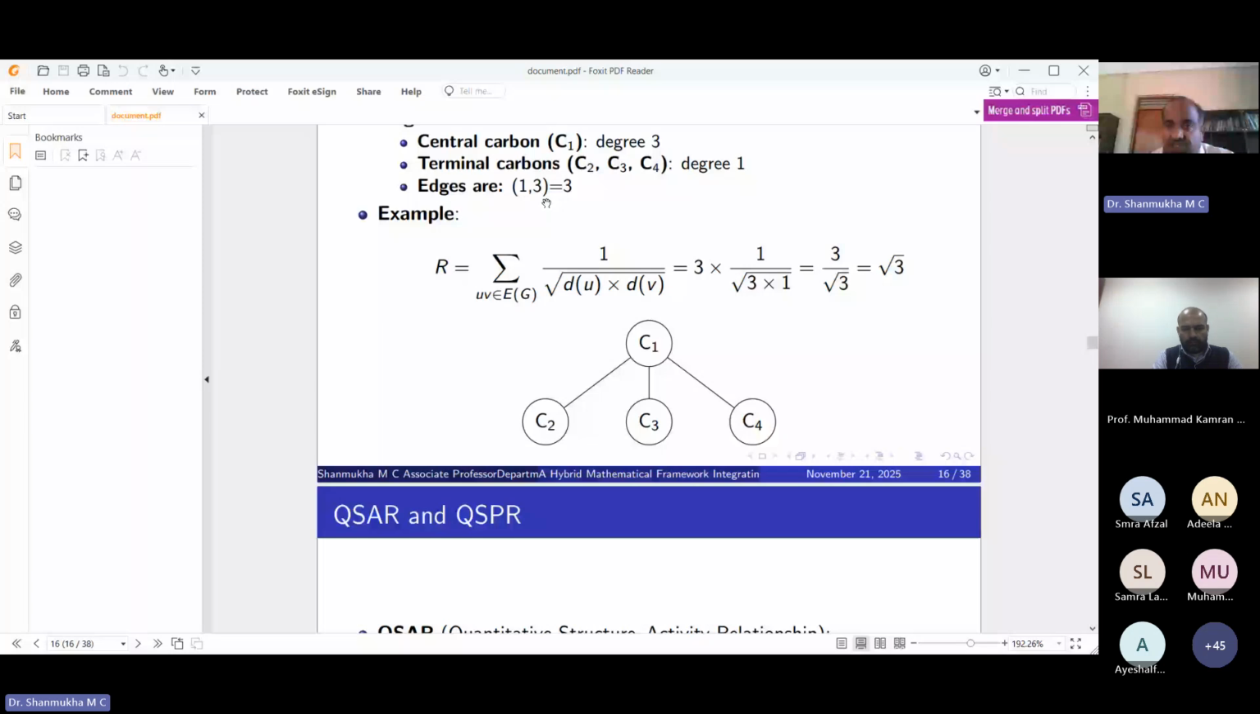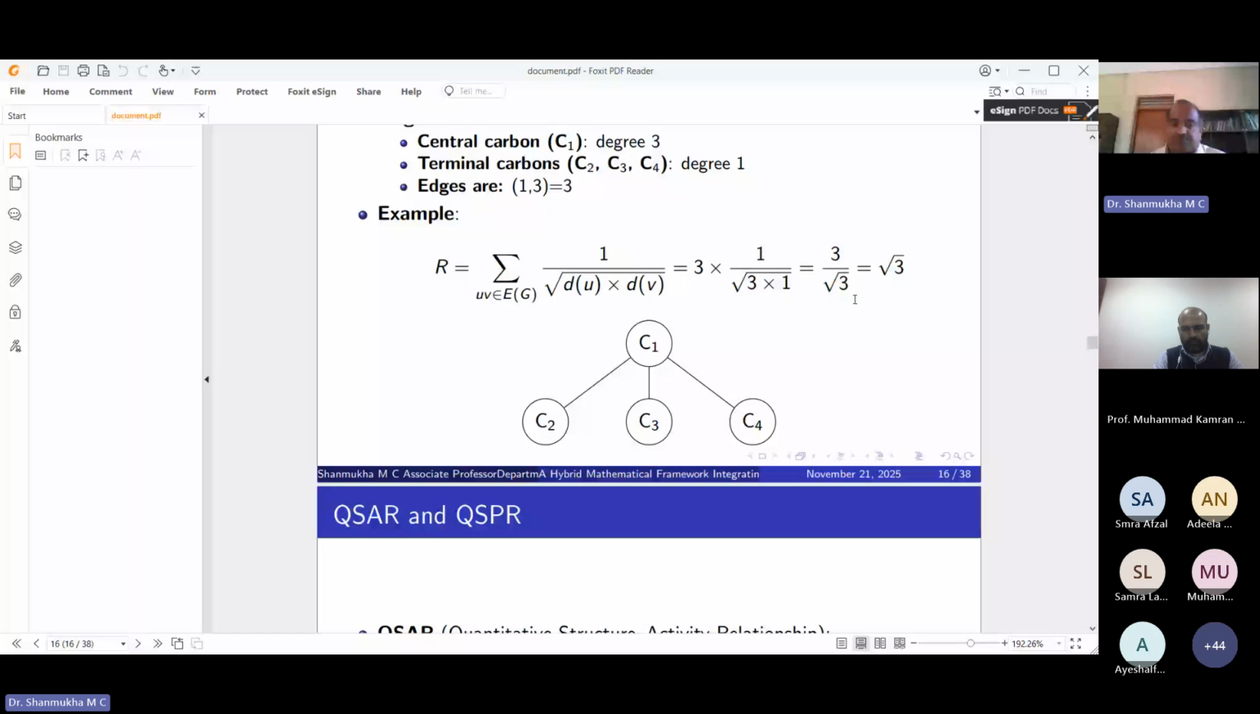So now by the definition of the Randić index, the summation of 1 upon the square root of degree of U times degree of V. So we have 3 edges. So 3 into 1 upon the square root of degree of U times degree of V, where degree of U is equal to 3 and degree of V is equal to 1. And then on simplification, the Randić index value is equal to the square root of 3.